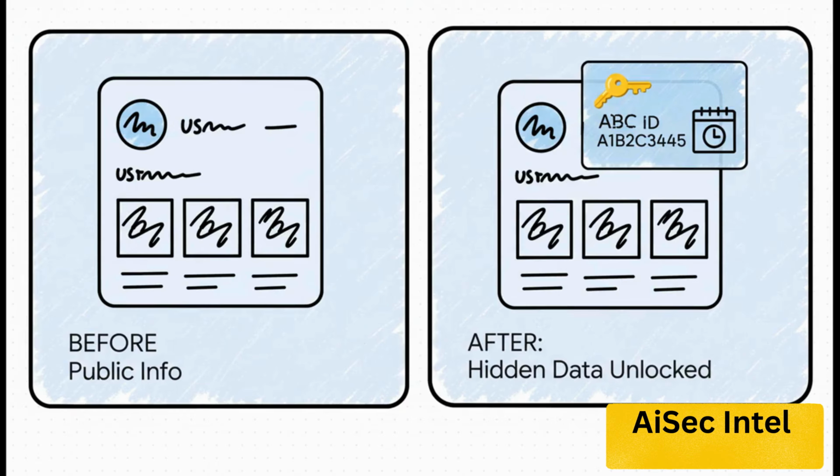Okay, let's make this real. On the left, you see a totally normal TikTok profile. But on the right, after using a simple tool, look what pops up: the user's unique, permanent ID and the exact date the account was created. Now, for an investigator, that user ID is gold. It's the piece of evidence they need to legally request more information from the platform.